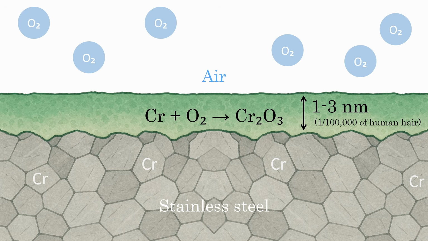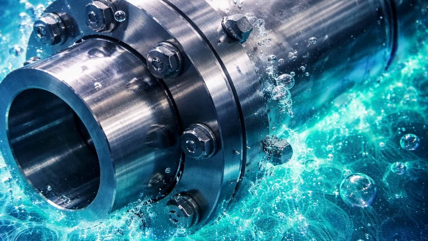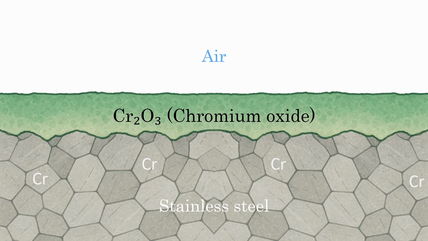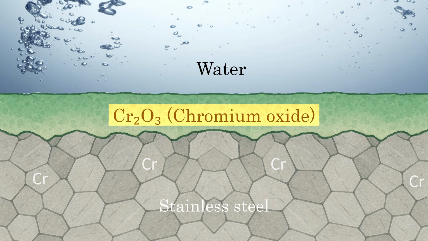But even though it's that thin, this passive layer is extremely powerful. Why? Because chromium oxide is very stable. It doesn't dissolve in water, moisture, rain, or normal chemicals. So it stops oxygen and water from reaching the iron beneath. And once oxygen cannot reach the iron, the oxidation process stops, which means no rust. This protective layer covers the entire surface of the stainless steel.